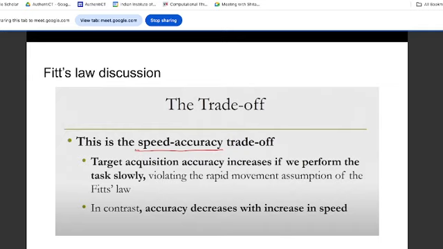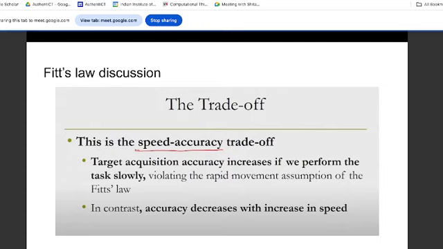Here they mention that speed and accuracy is always a trade-off in Fitts' law, because if you want to do something faster, there is a chance that error may happen. Remember that Fitts' law was based on the assumption that error is not going to happen. The user is going to perform a task successfully without error. But in reality, people don't work that way. People will make some mistakes. So there is a trade-off between whether you want them to perform things faster or without error. That is called the speed-accuracy trade-off.